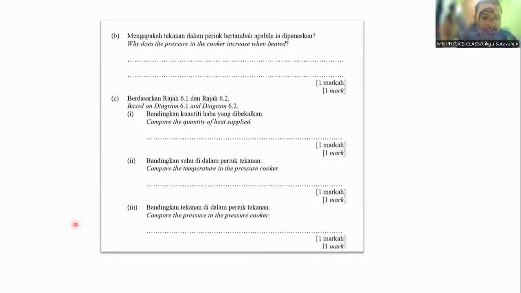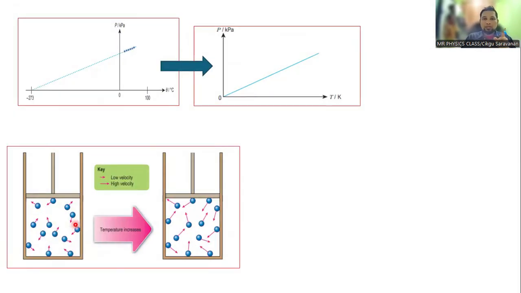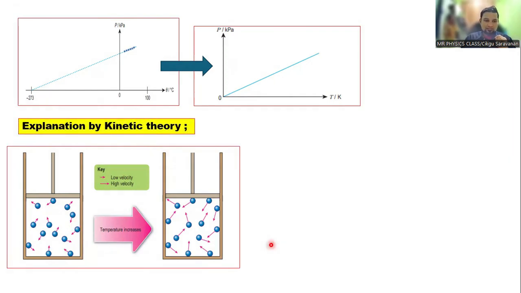Okay, second one. Why does the pressure increase when heated? Okay, mengapakah tekanannya bertambah apabila ianya dipanaskan? Alright, so untuk soalan ini, your answer should be based on the kinetic theory. So now you can see here there is an empty container. Okay, so as usual inside the empty container there is a gas molecule ataupun air molecule. Alright, so what does this air molecule do? It will move fast and random.